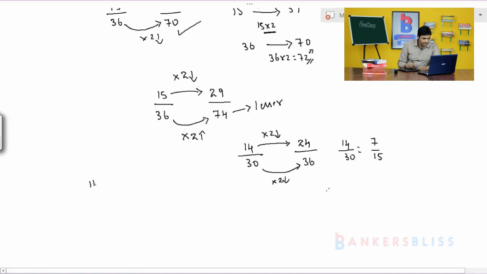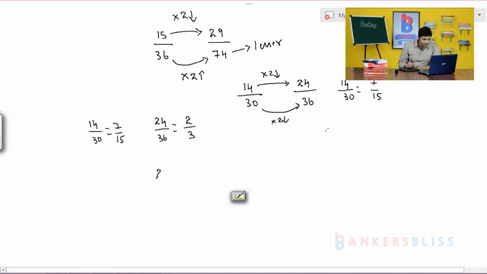See 14/30. If you simplify, you are going to get 7/15. Next, 24/36. So, you simplify this one. 12 2s are 24, 12 3s are 36. 2/3 means 66.66 percentage. But do we know the value of 7/15?